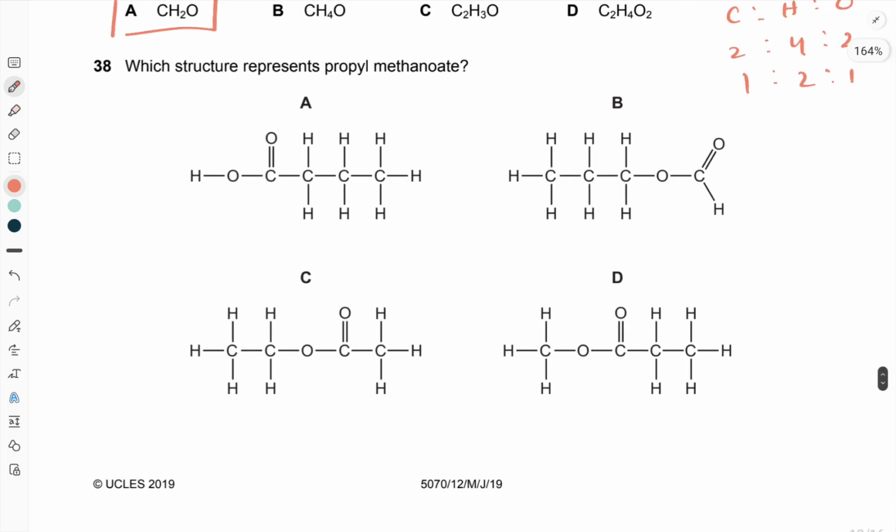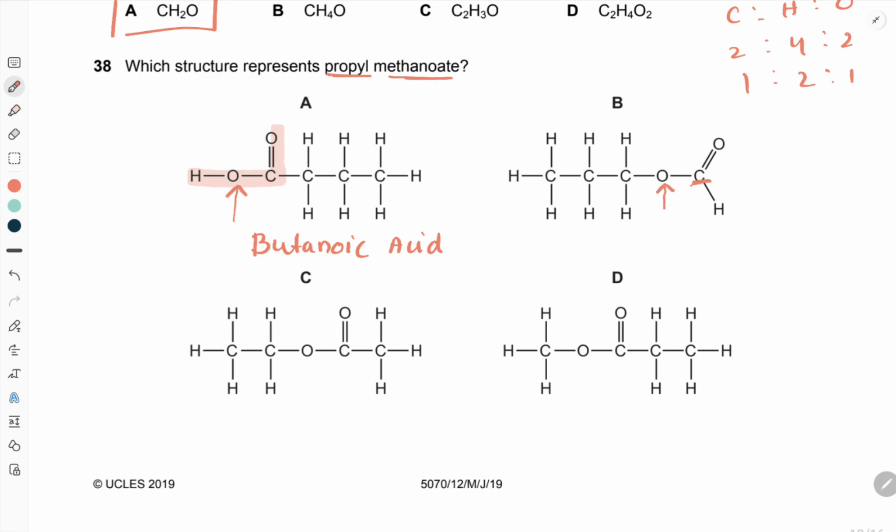Which structure represents propyl methanoate? Let's see from option number 1. This oxygen is your reference, right? This is not even an ester. This is a carboxylic acid because you can see CO2H at the end of the chain. This is in fact butanoic acid. Option number B. The oxygen which is present in the middle of the chain is your reference.